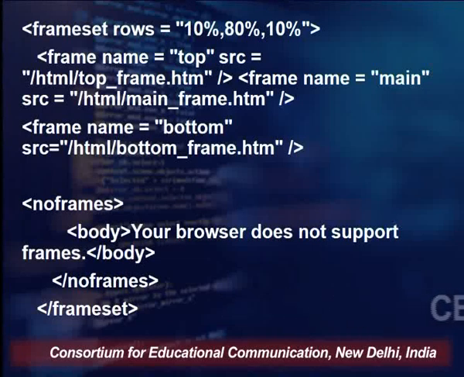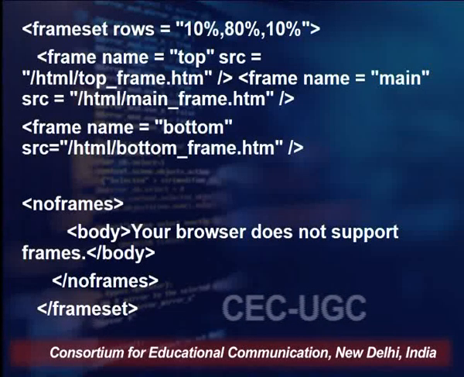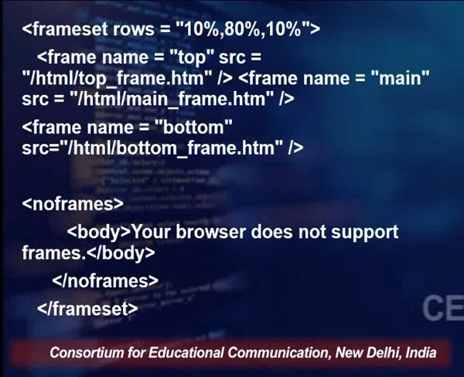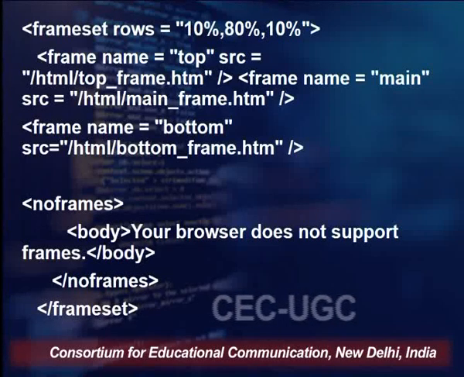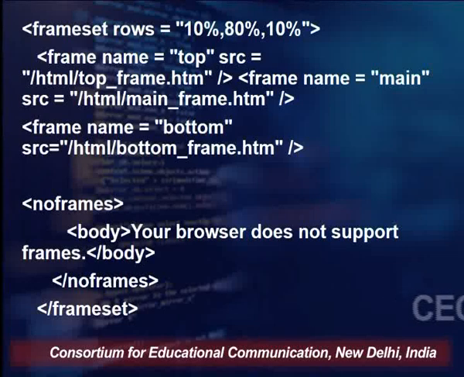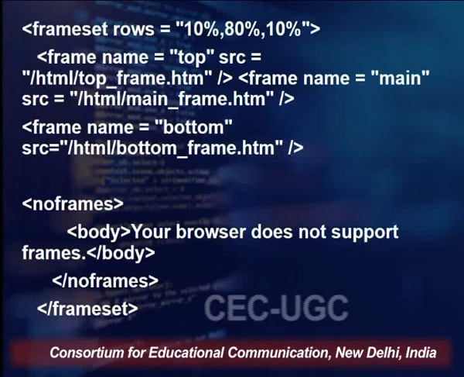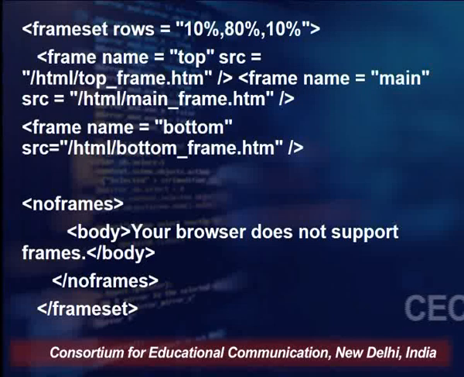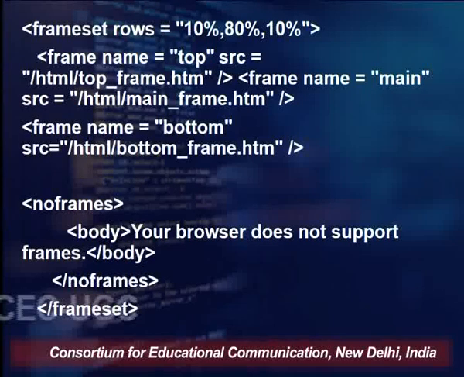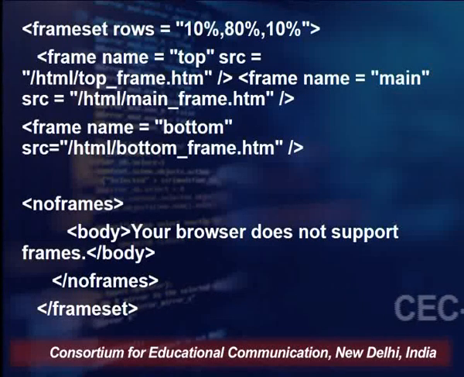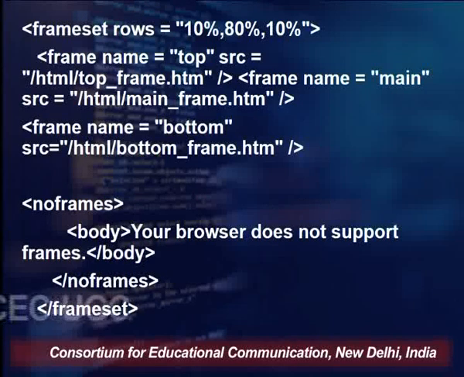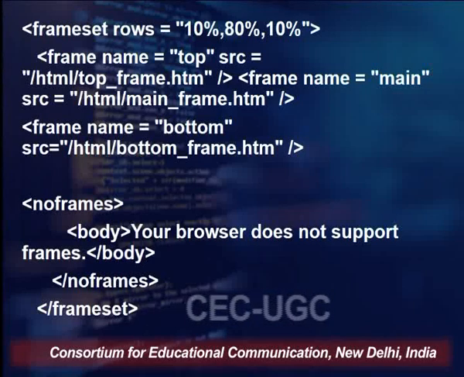So this command is dividing the browser window into 3 parts. Each frame has a name, and each frame has a source, that is, the name of the file which will be displayed inside that section. The first 10% will display the contents of top underscore frame dot HTML. Similarly, the second section, 80%, is going to display the content of the main frame dot HTML file, and the bottom frame is going to display the contents of bottom frame dot HTML. Needless to say, we should have all these HTML files ready: top frame, main frame, and bottom frame.